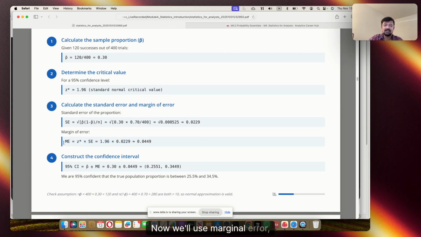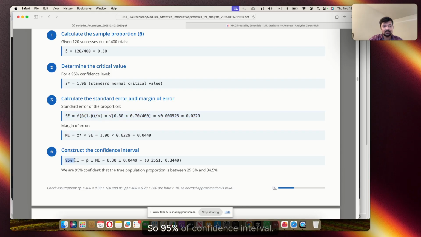Now you will use the margin of error, standard error, and your proportion, everything, so you will get the confidence interval. For the 95% confidence interval, you get the proportion of successes, 0.30, plus and minus 0.04, which is the margin of error. So from here you will get 0.25 and 0.34. That means we are confident, using this data, that the true population proportion is between 25% and 34%. It will not go beyond that. If the proportion goes more than 34 or less than 25, those kinds of errors should be considered. Those are your margins of error.